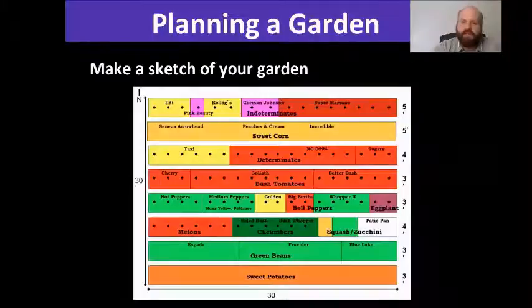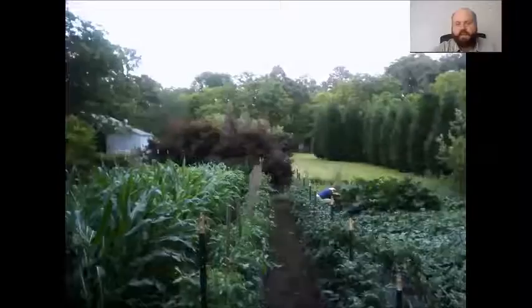Now, this would be an actual map of what this garden looked like. So this was just a personal garden I had in my backyard. And you can see it's about a 30 by 30 foot garden. And those 8 zones were basically just 8 rows, essentially. So is that how you can do that?